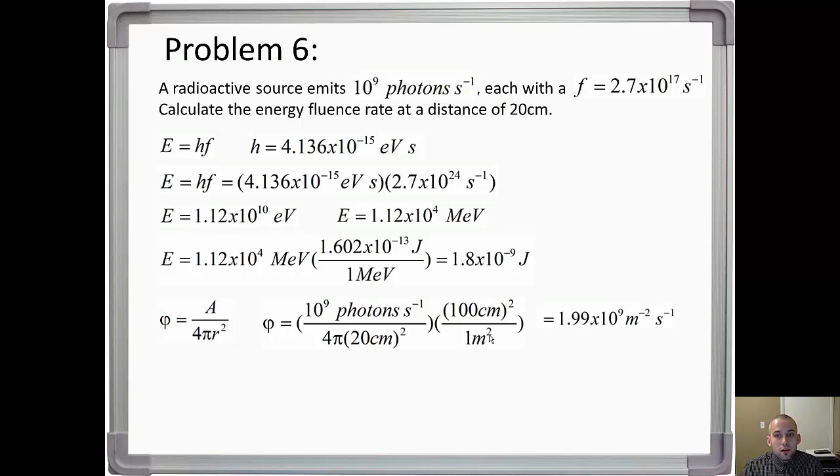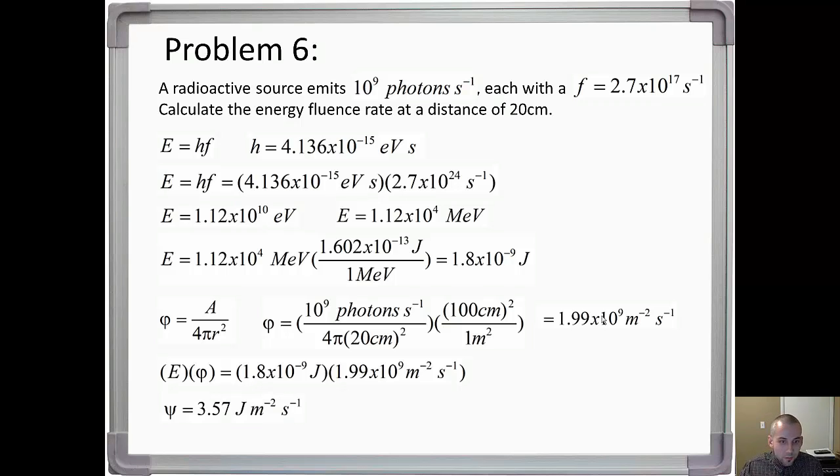So now we have our average energy and our fluence rate, so we can just go ahead and multiply them. And we have our energy fluence rate now, which is 3.57 joules per meters to the -2 divided by seconds.